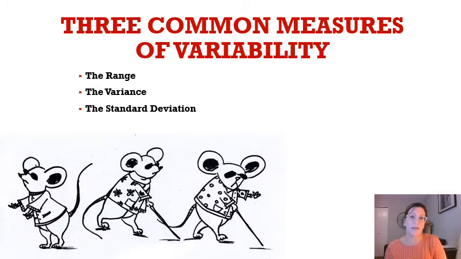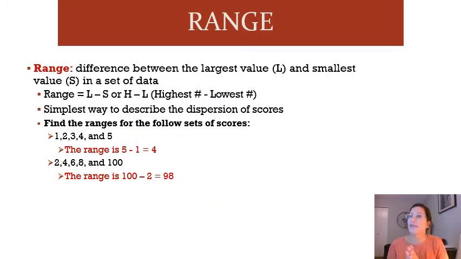So there are 3 measures of variability, just like there were 3 measures of central tendency, which was the mean, median, and mode. Now we have 3 measures of variability. We have the range, variance, and standard deviation. And so we're going to talk about the differences between these 3 measures of variability, how you calculate them, and what they're used for specifically, and how we will be using them. So let's go with the most basic.